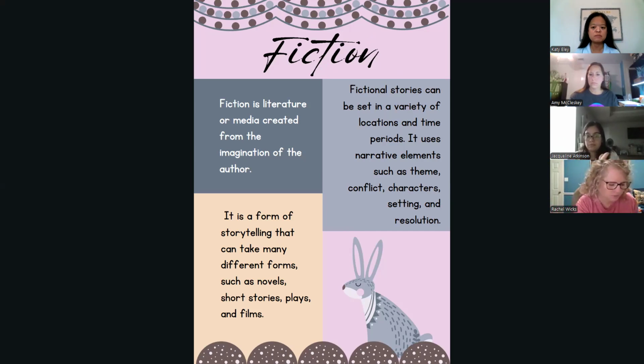And here's an important trait that differentiates fiction from nonfiction: fictional stories can be set in a variety of locations, times, and periods. It uses narrative or story elements. A lot of you in second and third grade use that term to help prepare for STAAR tests: theme, conflict, character, setting, and resolution. That's one of the biggest ways you can differentiate fiction. It has story elements, characters, conflict. What is the problem? What is the solution? What is the setting?